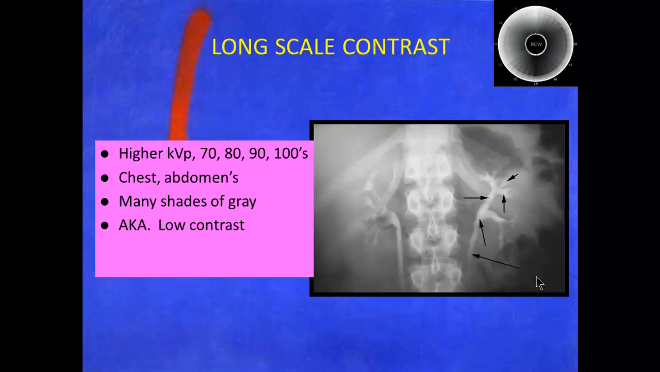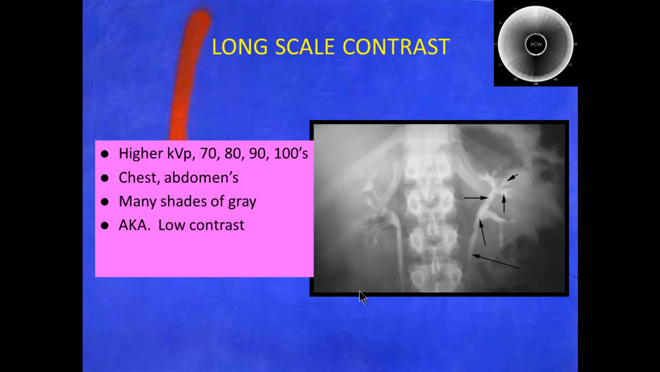Long scale, here you can see looks like it's a little grayish, washed out more, but as you can see, there's a lot of different anatomy that you can show. We see the spine, we see the ribs, we see air, we see the calyces and ureters going down with contrast filled in them. So you can actually depict a little bit more types of anatomy.